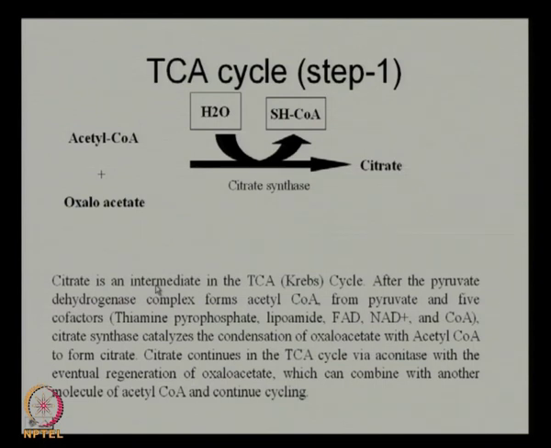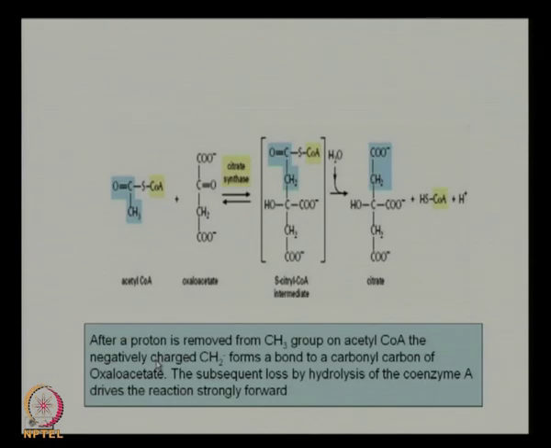After the pyruvate dehydrogenase complex forms acetyl-CoA from pyruvate, using 5 cofactors: thiamine pyrophosphate (TPP), lipoamide, FAD, NAD, and coenzyme A, citrate synthase catalyzes the condensation of oxaloacetate with acetyl-CoA to form citrate. Here you see acetyl-CoA and here oxaloacetate. You see 1, 2, 3, 4 carbon moieties in oxaloacetate.